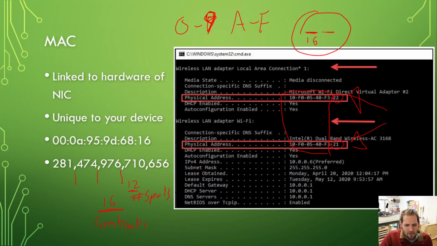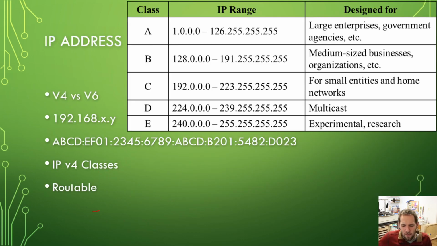Now, while MAC addresses are used at layer 2 of the OSI, IP addresses, which we're going to talk about on the next slide, are used at layer 3. Those are used to identify machines throughout different networks. And you may be going, why the hell do we have an IP address and a MAC address? We'll come back to that one.